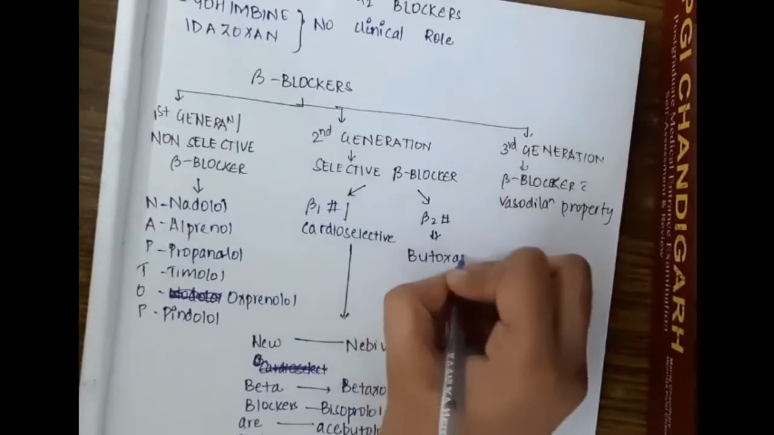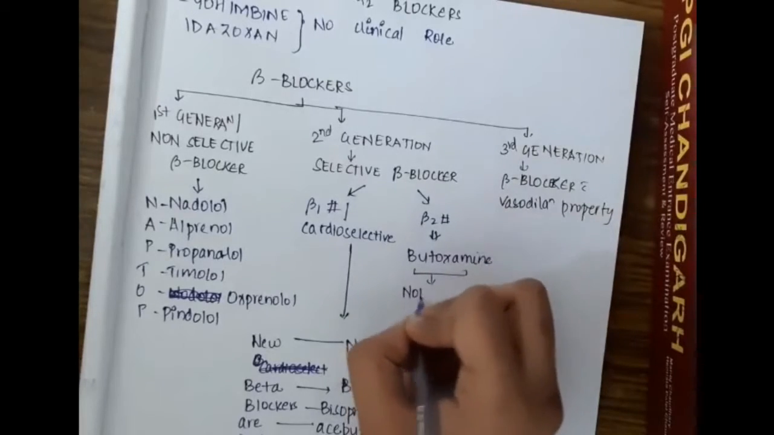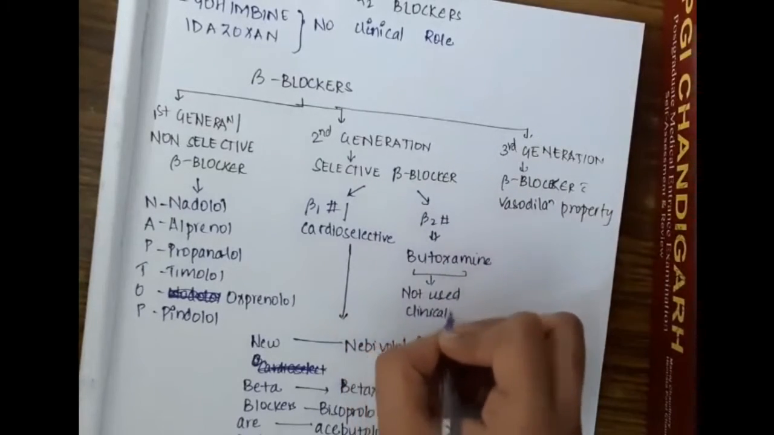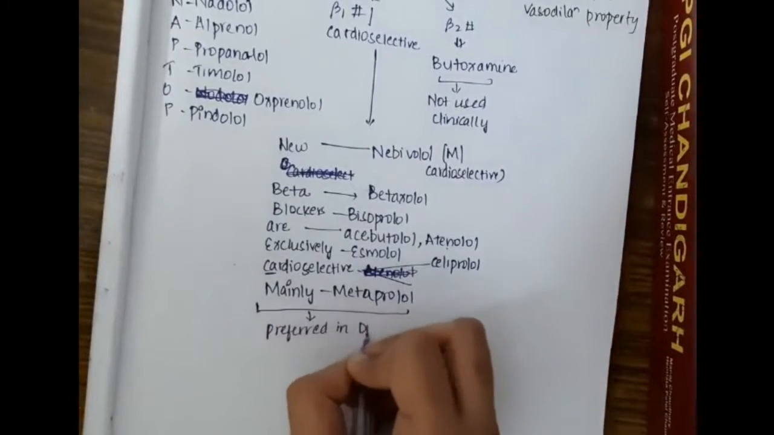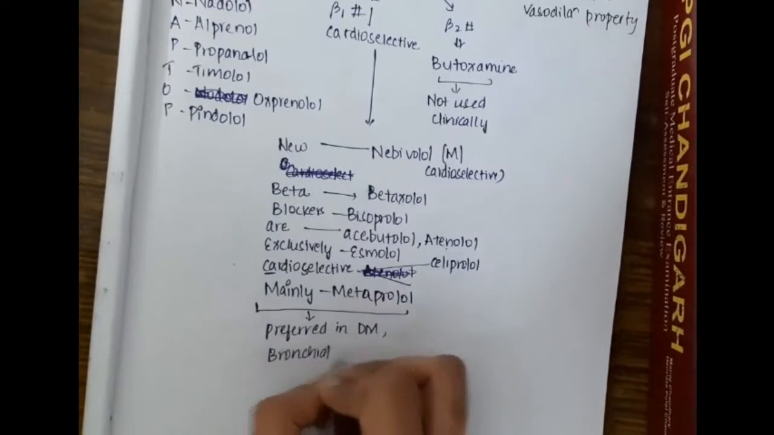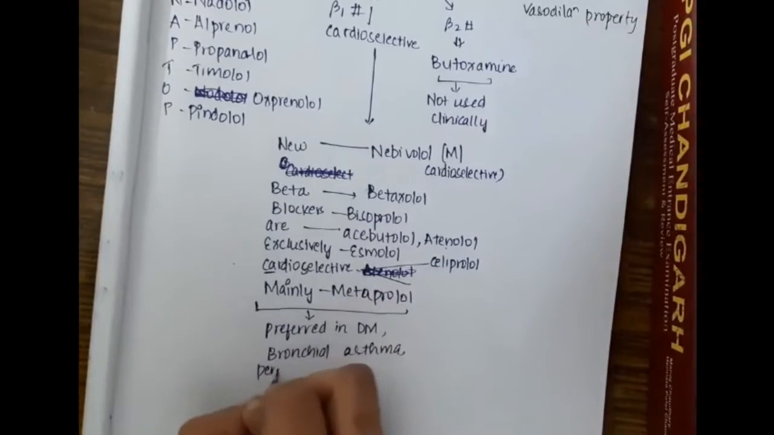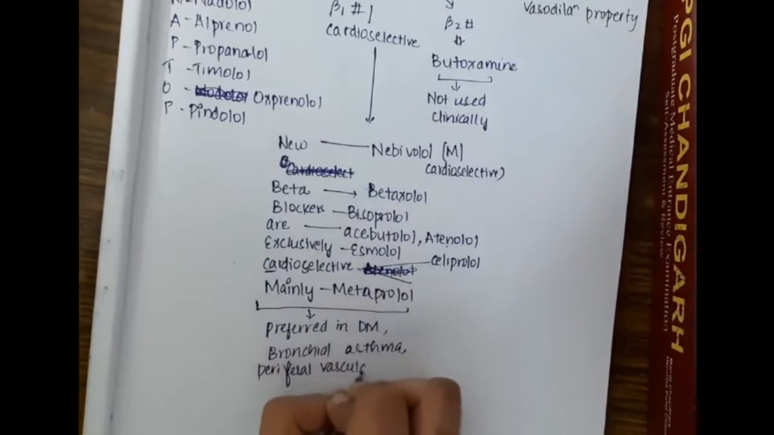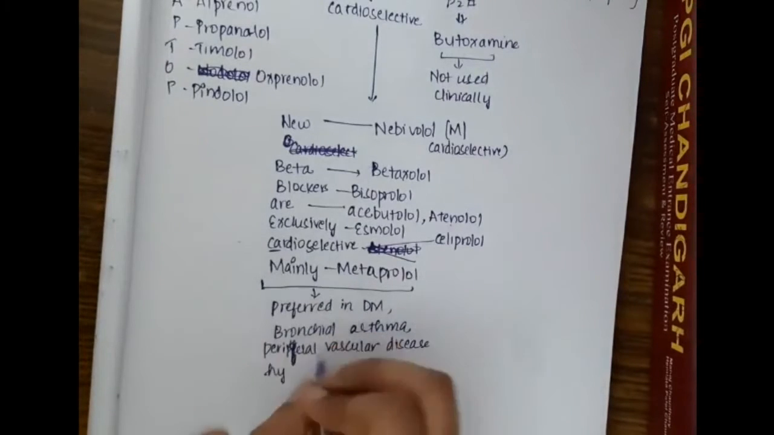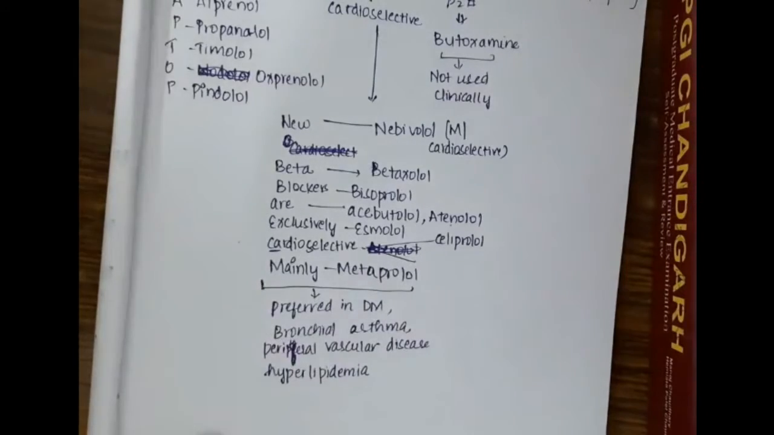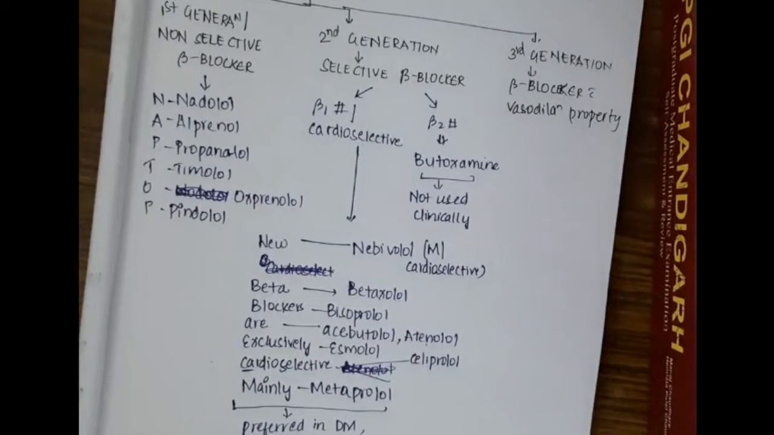Then beta 2 blockers are butoxamine, which is not used clinically. These beta 1 blockers or cardioselective blockers are preferred in diabetes mellitus, bronchial asthma, peripheral vascular disease and hyperlipidemia.